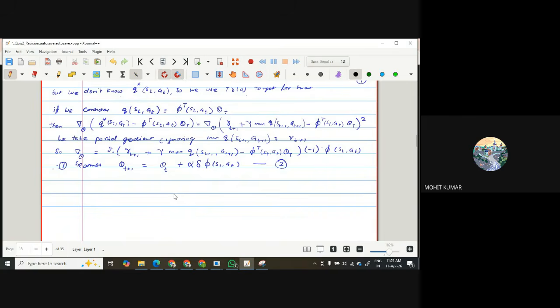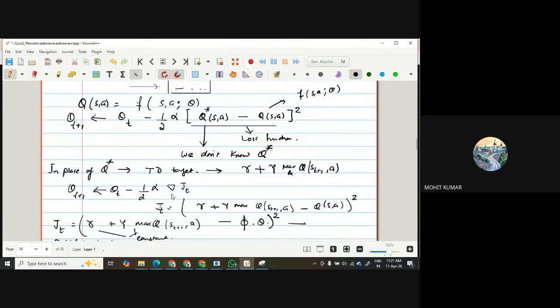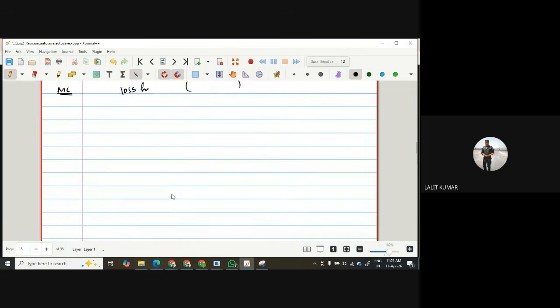Sir, why is the pi of S1 and A1 equal to some binary value of 8? Just hold on. Please mute your speaker. I just gave you an example of how you can represent the states.